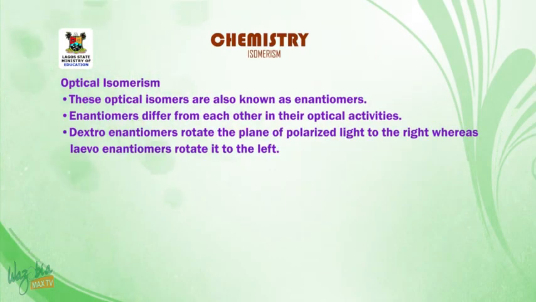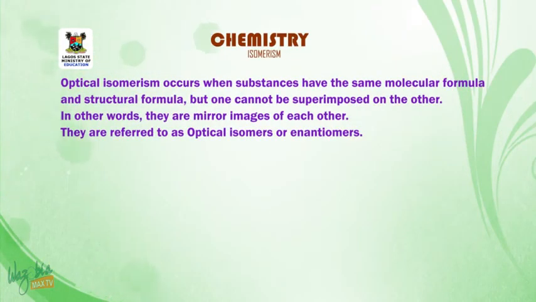Optical isomerism. These optical isomers are also known as enantiomers. Enantiomers differ from each other in their optical activities. Dextro enantiomers rotate the plane of polarized light to the right, whereas levo enantiomers rotate it to the left. Optical isomerism occurs when substances have the same molecular formula and structural formula, but one cannot be superimposed on the other. In other words, they are mirror images of each other. They are referred to as optical isomers or enantiomers.